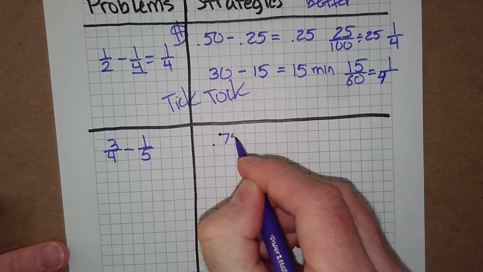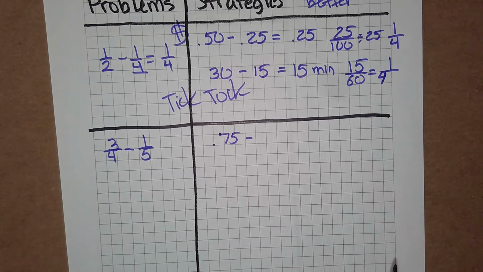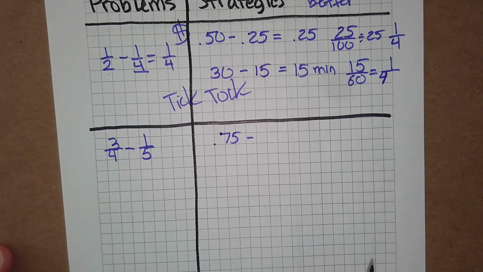75 cents. Minus a fifth of a dollar. Remember what goes into a dollar 5 times? Not a coin, but an amount. We've talked about it several times. Close. A little lower. 5? Not that low. 10? A little higher.